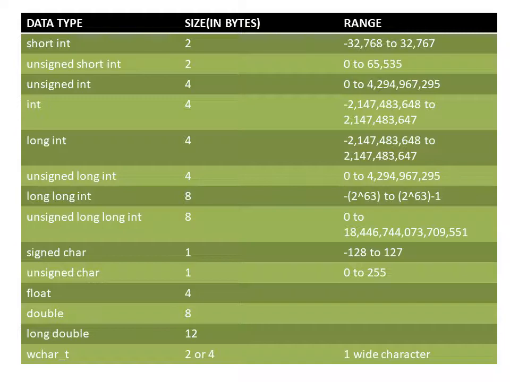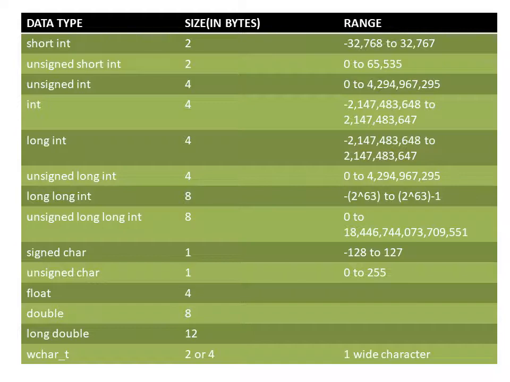For short int, the size is 2 bytes. The range is from minus 32,768 to 32,767. For unsigned short int, these are actually positive values. Unsigned short values like 32, 31, those types of short values are stored in this type of data type. The range is 0 to 65,535.